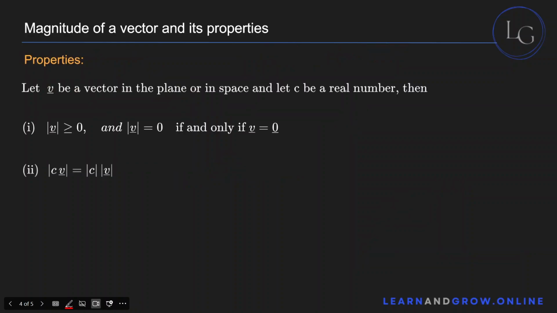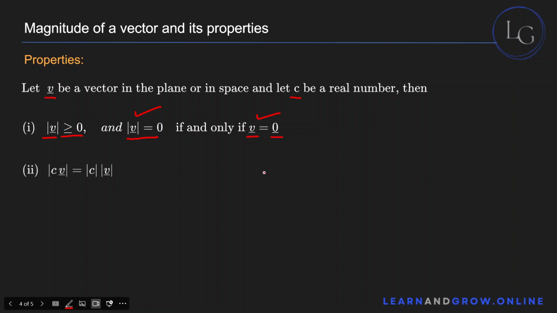What are the properties? Well, let v be a vector in the plane, and let c be a real number, so a scalar, right? It says here that the magnitude is greater than or equal to 0, and the magnitude is equal to 0 if and only if the vector v is equal to 0. Now, basically, the magnitude is 0 if the vector is a null vector, right?